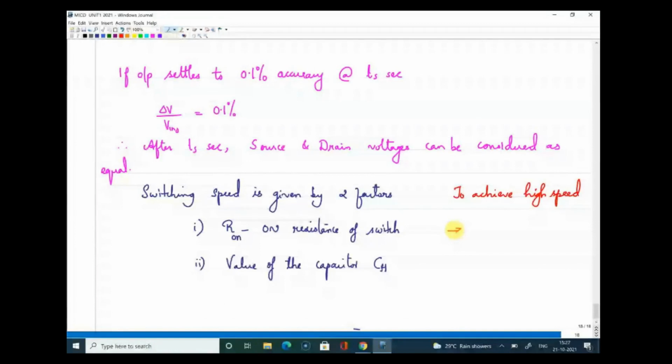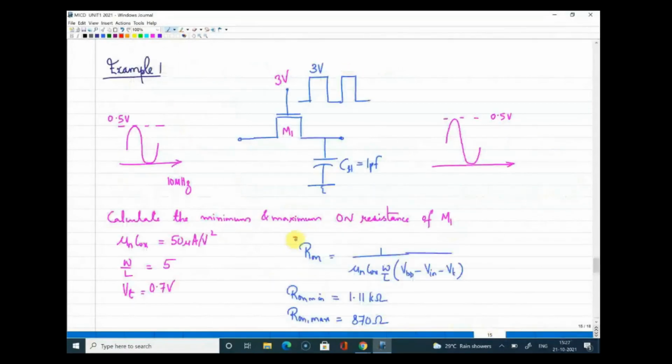Now, to make RC low, what should I do with the MOSFET? So the MOSFET has an on resistance. If I want to make the on resistance low, what should I do? What control will I have as a circuit designer? Again, looking back at the expression we have for the on resistance, what variable do we have control over in order to have a low on resistance?